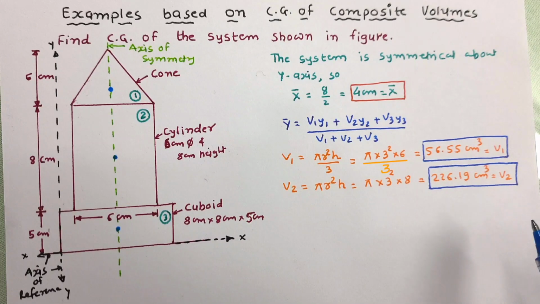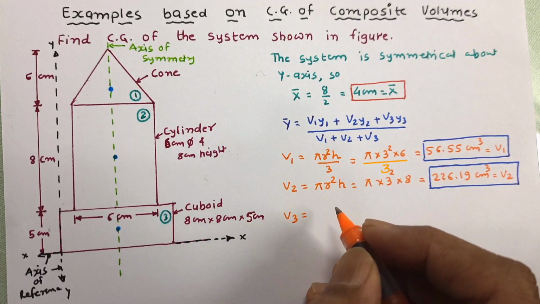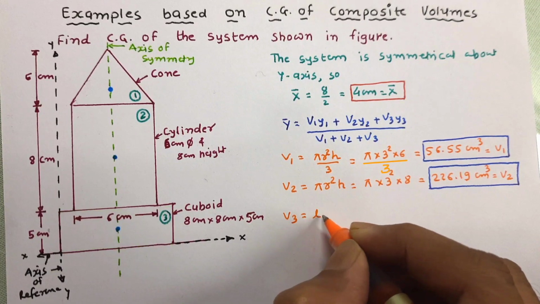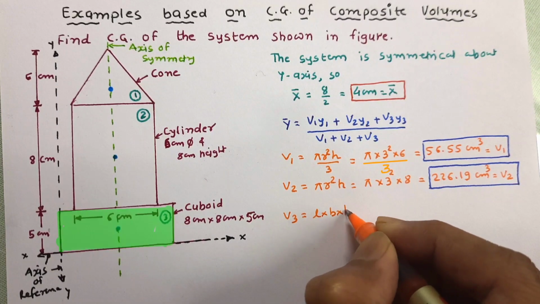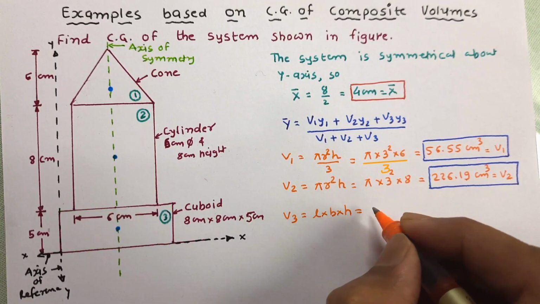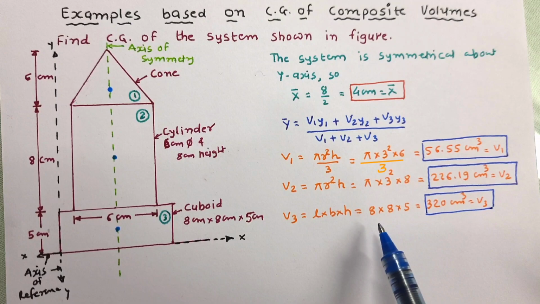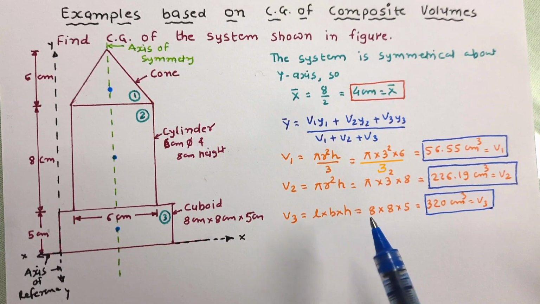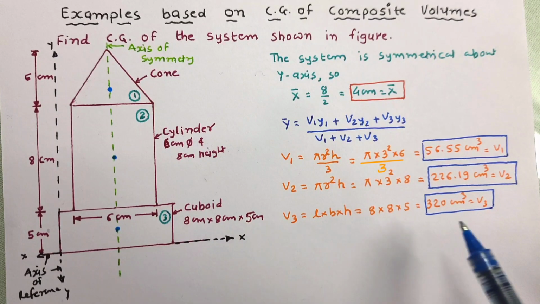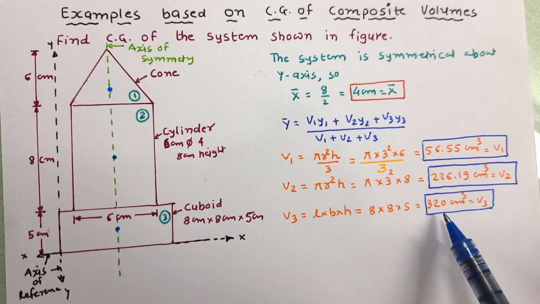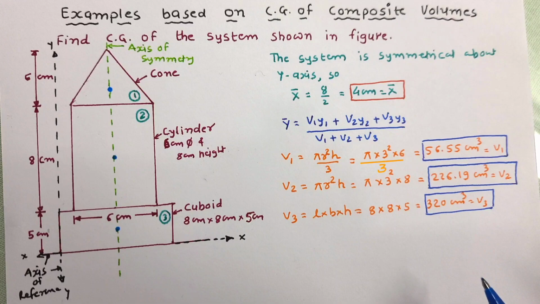Now let us work out V3, that is volume of cuboid. The equation of volume of cuboid is L into B into H. So let us equate all the values. So equating the value of length, width and height, the volume of cuboid has been obtained as 320 cm cube. Now let us work out Y1, Y2, Y3.